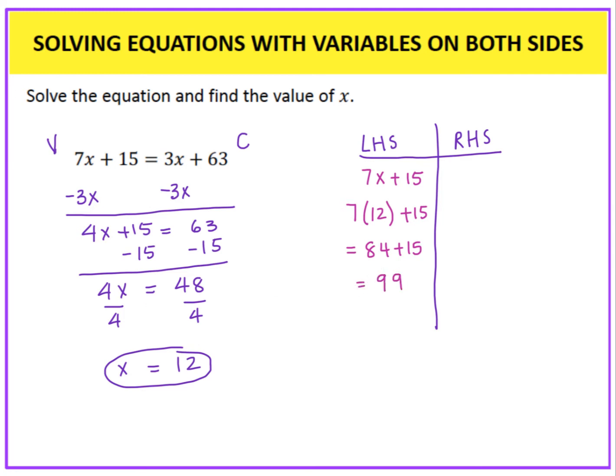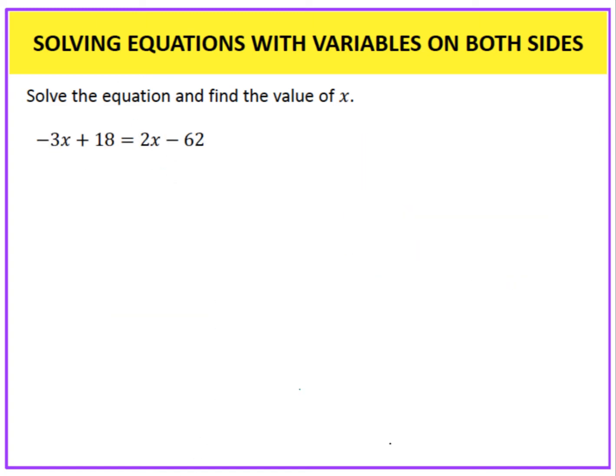Now let's check on the other side. We have 3x plus 63, and again let's replace x, and we have 3 times 12 plus 63, and 3 times 12 is 36 plus 63, and that again gives you 99. And since both sides are 99, you know that your answer is correct. Now let's look at another example.